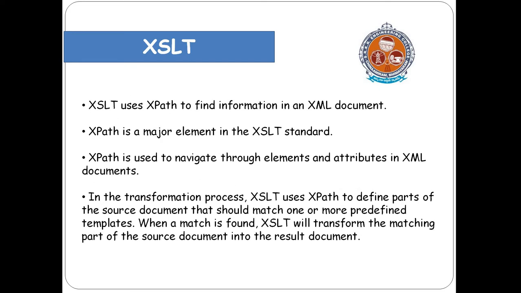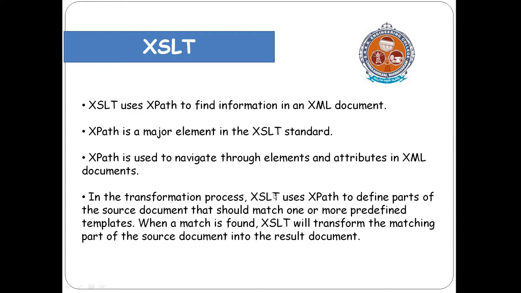XSLT uses XPath to find information in an XML document. If you want to find any information in our raw XML file, XPath and the XPath language will be used. XPath is the major element in the XSLT standard. It is the major element for transforming the data. XPath is used to navigate through elements and attributes in XML documents. The main purpose of XPath is to navigate through the elements and attributes.